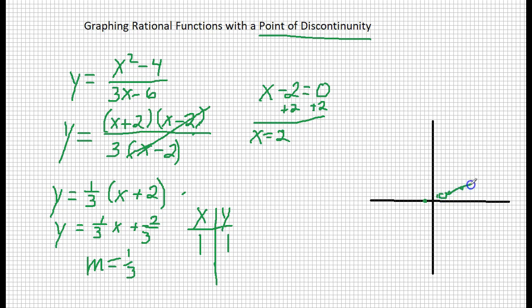So we have a line. My line is not very straight. That's not bad. Okay, and we have a circle. That means there's a hole in the graph where x is 2. Okay, so that's what a point of discontinuity is.